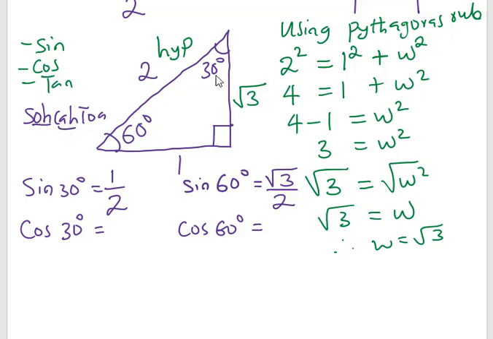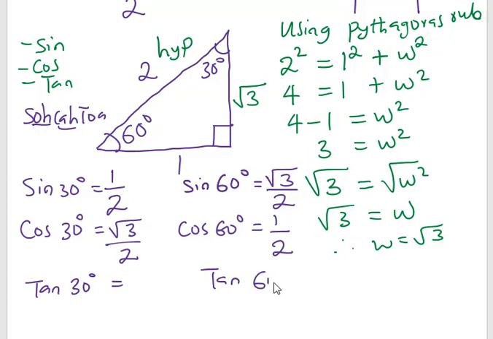Adjacent over hypotenuse. So let's start from 30. Adjacent, not opposite, adjacent over hypotenuse. So √3 over 2. Now let's check cos 60. Cos 60 is what? Adjacent over hypotenuse. So 1 over 2. Now let's check their various tangents, right? So we'll have tan 30 degrees and then tan 60 degrees.